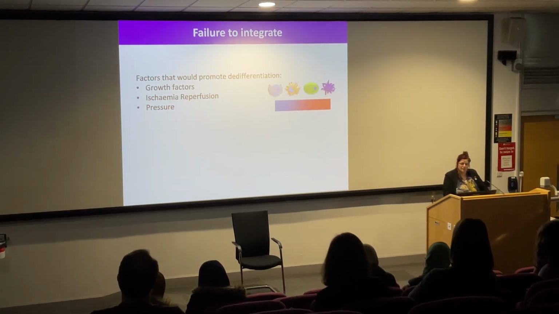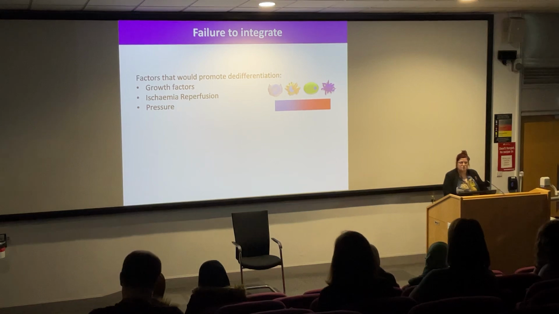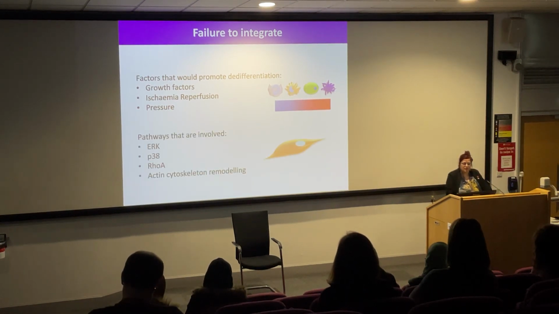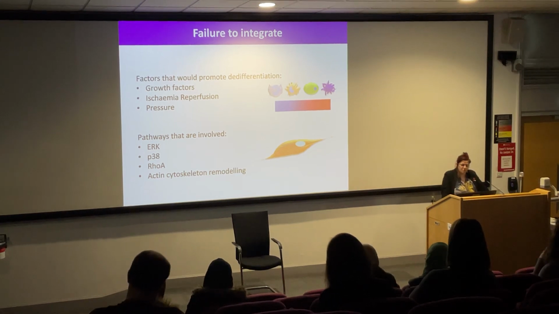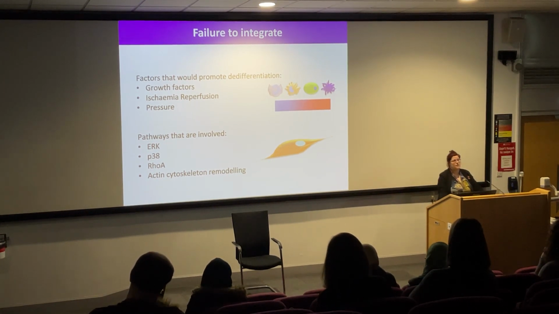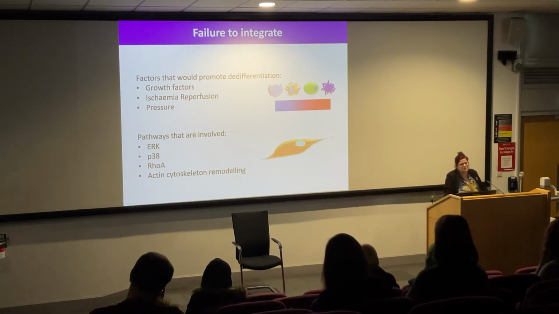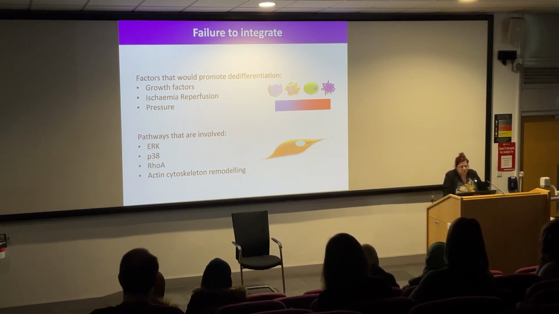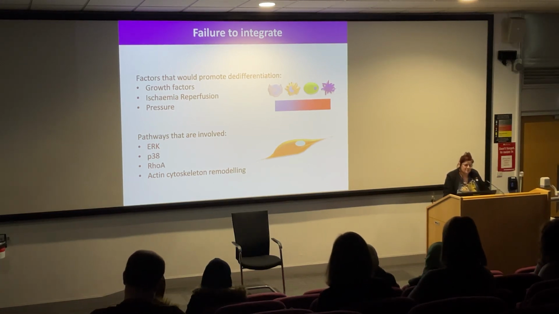But we mentioned earlier the factors that promote de-differentiation: the growth factors, the ischemia, reperfusion, and the pressure. And what they all do is they trigger different pathways in your smooth muscle cells. We've got ERK, which is extracellular signal regulated kinase. Normally you get ERK1 or 2. Some of you might have looked at that during your projects. It's quite a common pathway to look at. And ERK is a pathway that promotes growth.